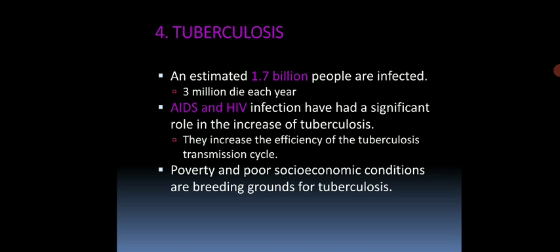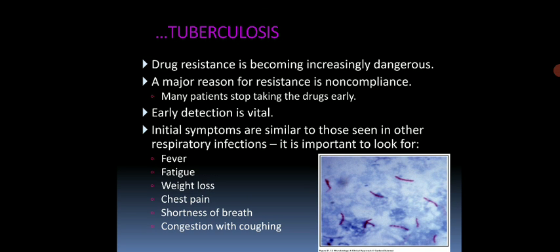This is a secondary clinical complication in tuberculosis, and it is mostly seen in poverty and poor socioeconomic conditions. We can say that this is the disease of poor people who work in unhygienic conditions. Poverty as well as poor socioeconomic conditions are a breeding ground for tuberculosis. Drug resistance is becoming increasingly dangerous. There are several strains of tuberculosis bacteria that are resistant to various kinds of antibiotics.